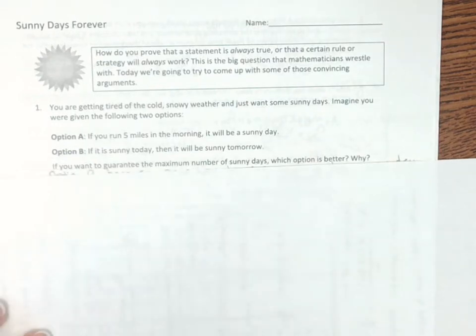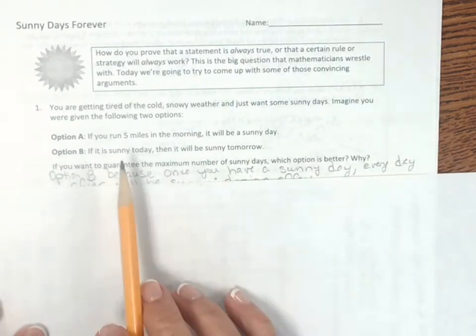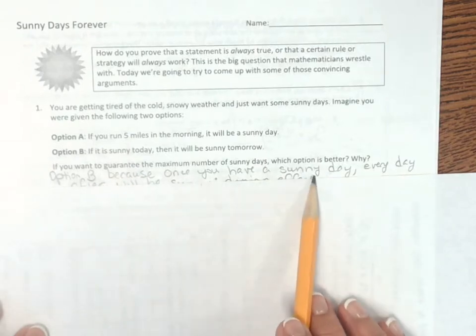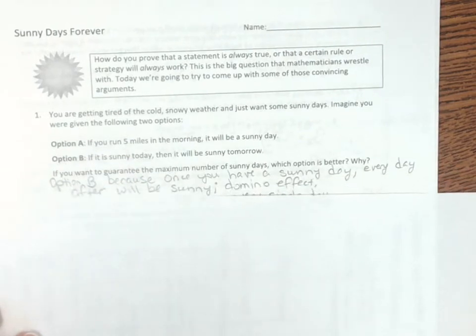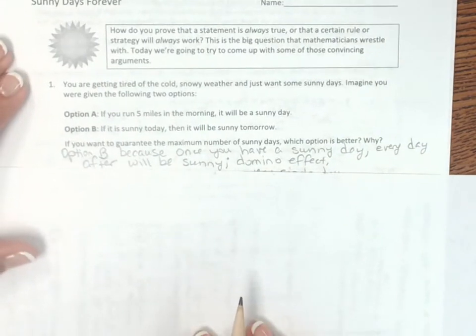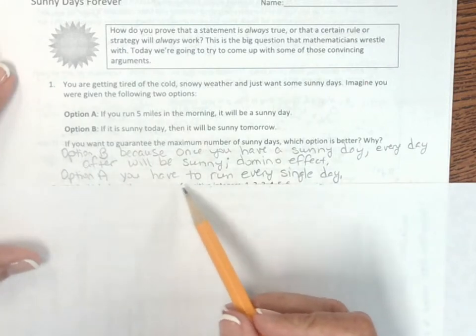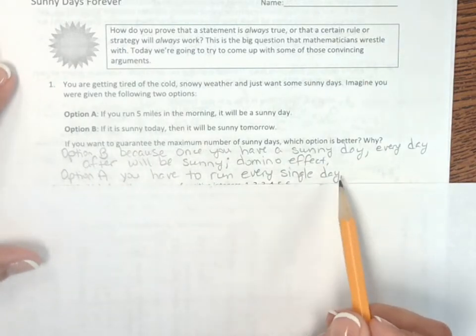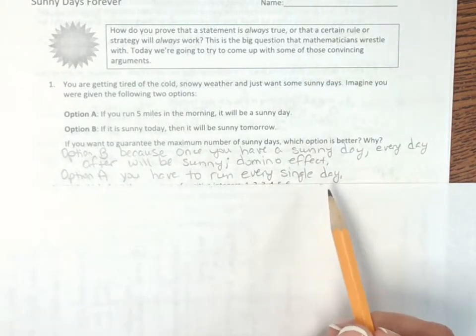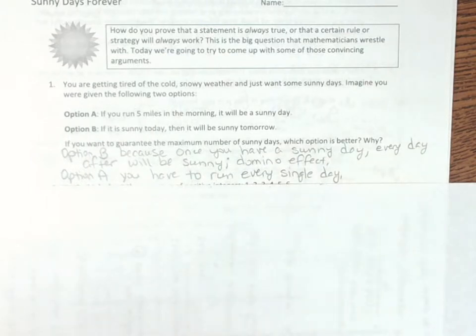Okay, and there could be two different reasons. Option B, because once you have a sunny day, every day after it will be sunny. You get this domino effect. Well, that certainly sounds good, but you're still leaving something to chance. Option A, you would have to run 5 miles every single day. That doesn't sound so good to me. So there are pluses and minuses about both of these options.